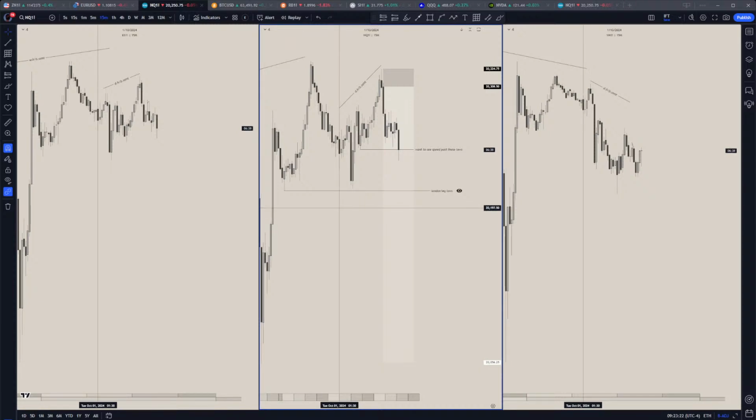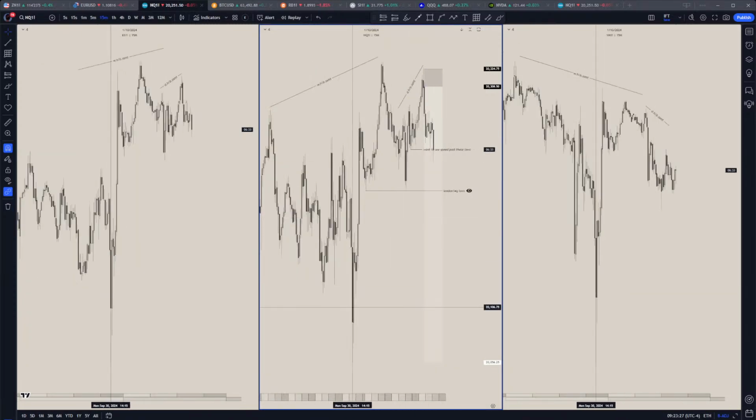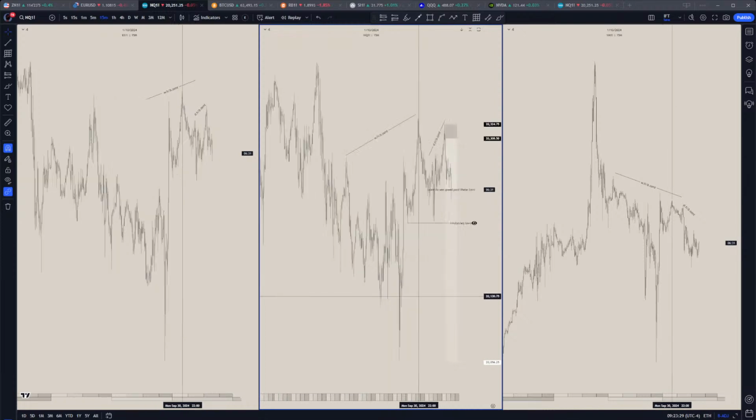Let me take a look at chat. Why do you want to see speed at that level? I just want to see speed because if we're in a market maker sell, we should be seeing sell side liquidity being just run through.